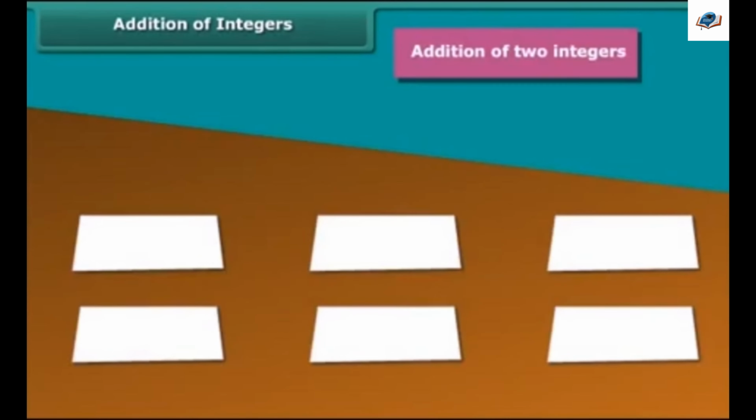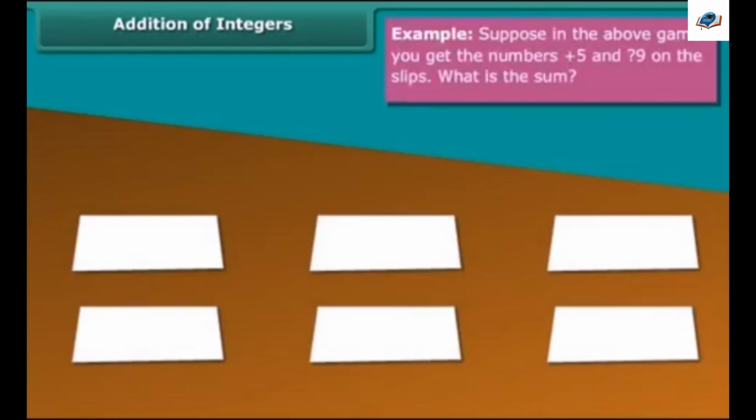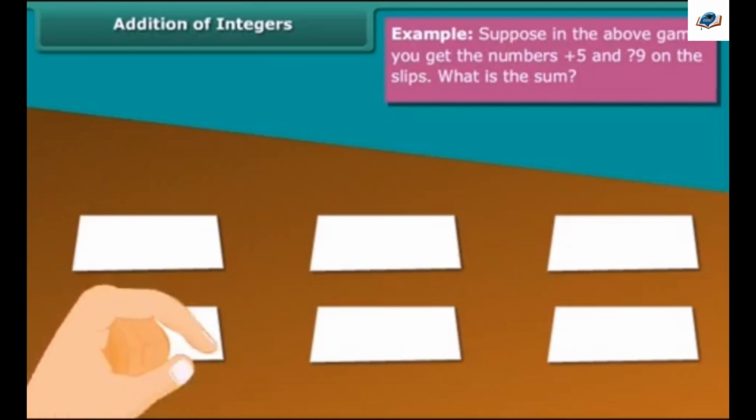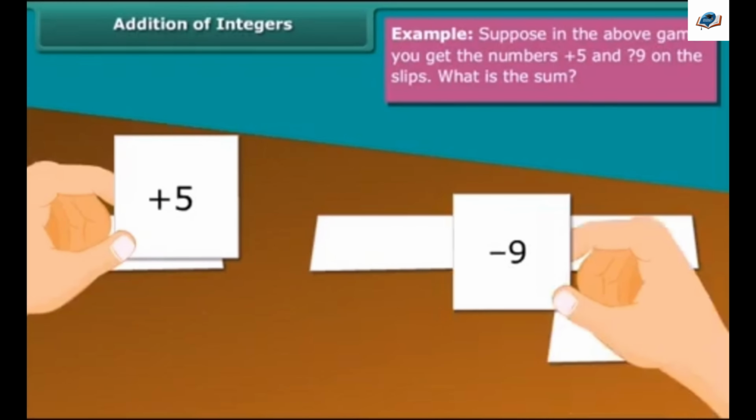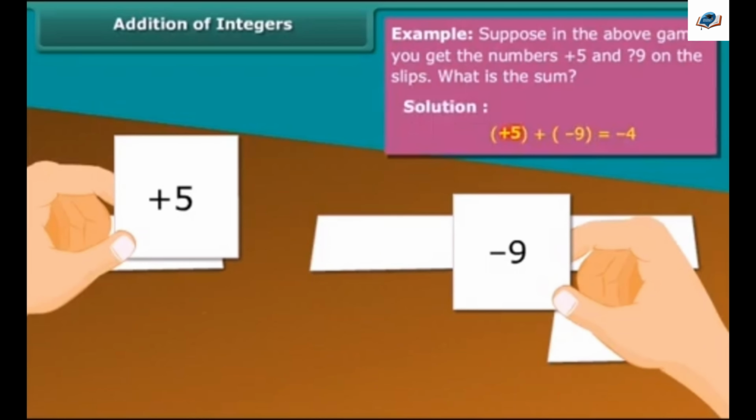Addition of two integers. Example. Suppose in the above game you get the numbers +5 and -9 on the slips. What is the sum? +5 plus -9 is equal to -4.